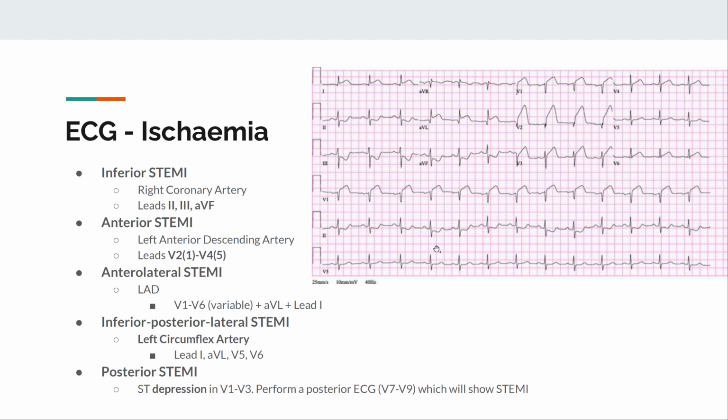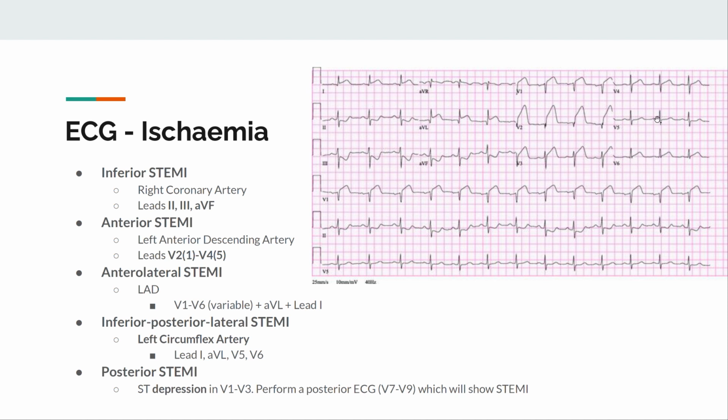So let's look at this ECG. There's ST segment elevation in V2, V3, and probably V4 and V1. So this is an anterior STEMI, but there's also ST elevation in lead 1, AVL, and a little bit there in V6.